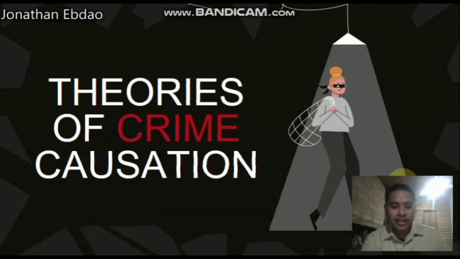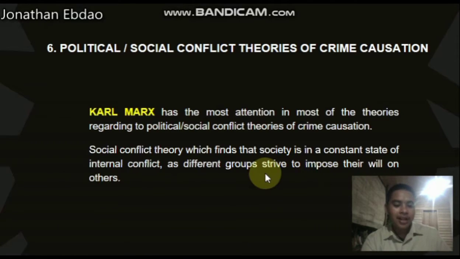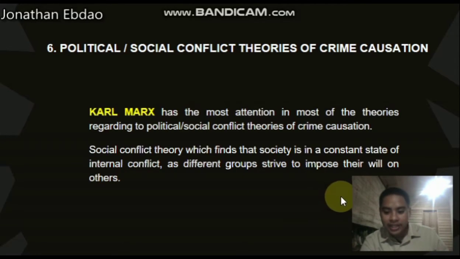The next one is the political or social conflict theories of crime causation. Karl Marx has received the most attention among the theories regarding political or social conflict theories of crime causation. Social conflict theories find that society is in a constant state of internal conflict as different groups strive to impose their will on the others. Then laws serve as a tool for the upper class to control the lower class. Though not all crimes are committed by the lower class, most of the time they are the subjects of arrest.